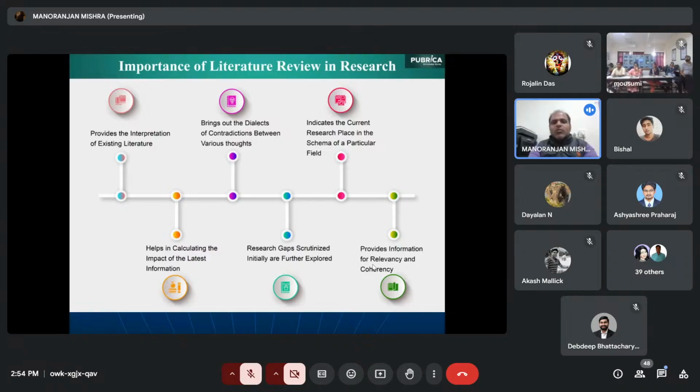So research gap, as I said, the objective of doing a literature review is to get the research gap, and from the research gap, I will be developing my action plan. That's the research objective. Then indicate the current research place in the scheme of a particular field, and provide information for relevance and coherence. You can look into whatever research I am going to do. So what will happen after 5 years?